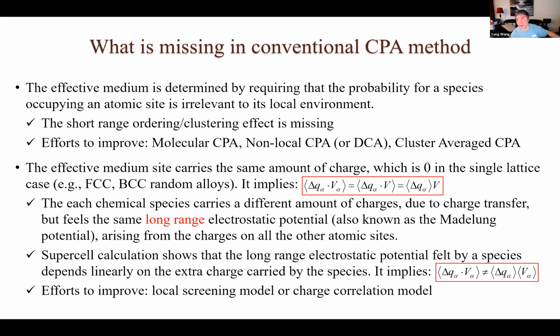They have the same charge, but in effect, in the supercell calculation, it is not, because different species see different potentials, because different species carry different extra charge. As I mentioned, the extra potential is linearly dependent on the extra charge that particular species carries. So they are dependent on one another. The potential each species sees depends on the charge it carries. They're not independent, so this needs to be taken care of. So the two things need to be corrected. Those are the two problems with CPA.